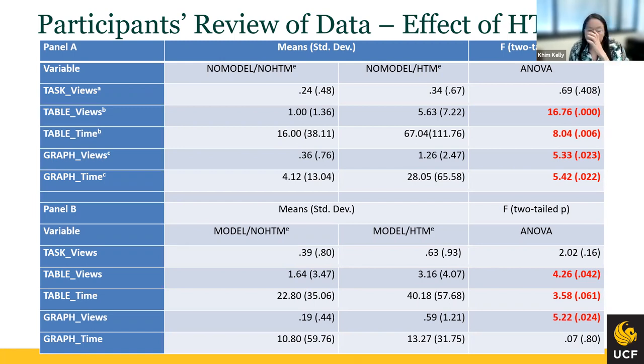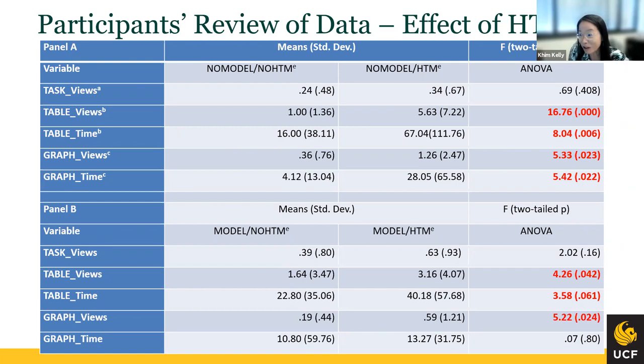Now, your question to me will be, so it's all about looking at the data more? If they look at the data more, they're going to do better? And I'm going to say no. If you remember, the no model HTM conditions in fact looked like the ones that were looking at the data the most. Compared with all the conditions, they have the highest number of clicks, the highest number of seconds looking at the data, but these are the folks that did the worst in comparison to the other conditions. So it's not just about looking at the data. Then what is it about?